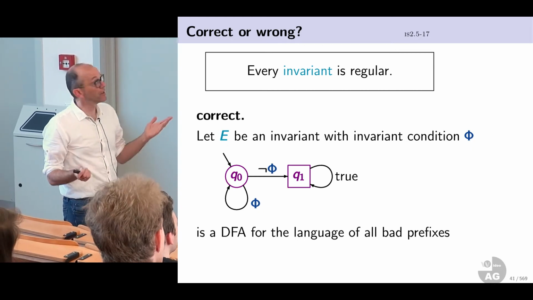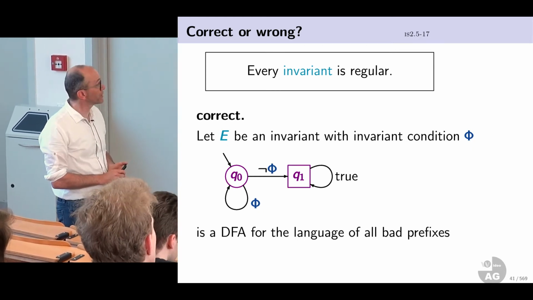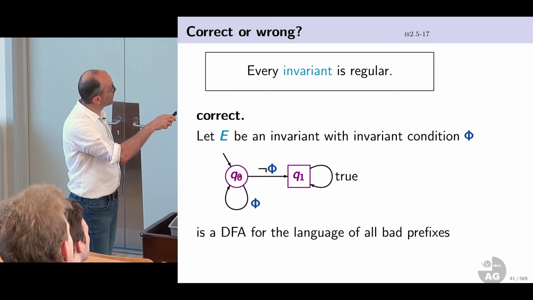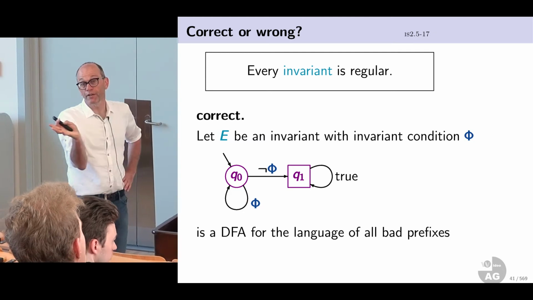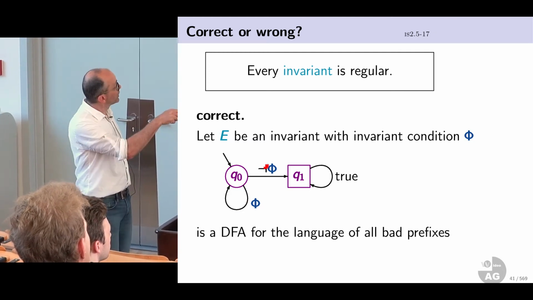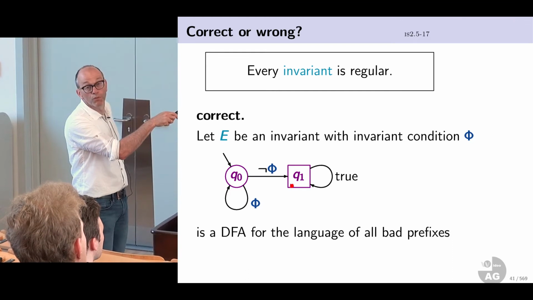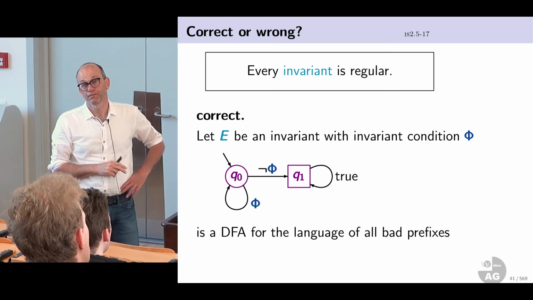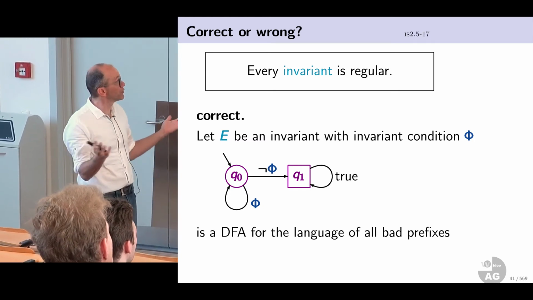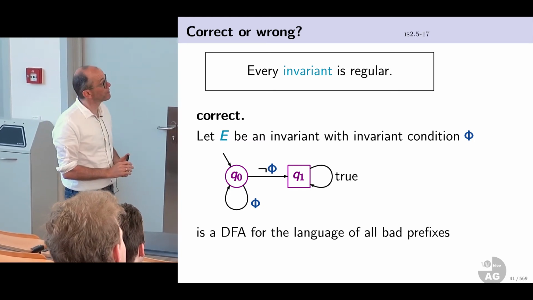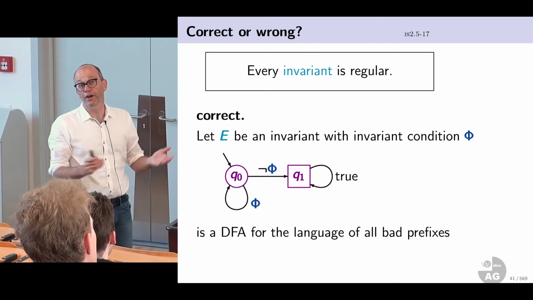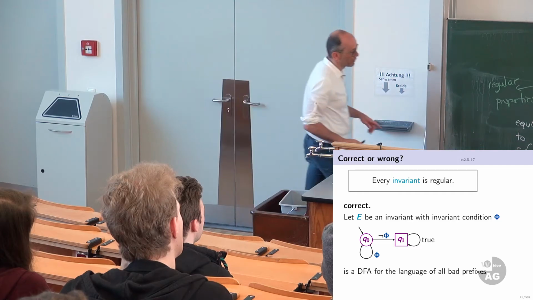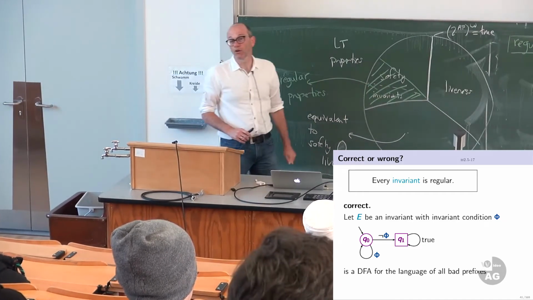Yes, because here is the automaton for the bad prefixes. It's just a two-state automaton. As long as the invariant holds, it's all fine. It's not bad. But as soon as you reach a position where phi does not hold, you move to the bad state, to the accepting state, because then you have encountered the bad prefix. It is easy to see that this represents all the bad prefixes of an invariant with condition phi. So this is regular. And this is also indicated by this diagram over here. The regular properties contain all the invariants.